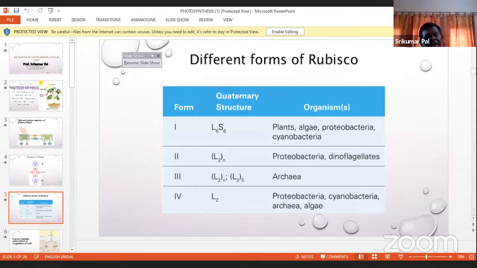This form 1 has 8 large subunits and 8 small subunits, and the organisms, the plants, algae, proteobacteria, and cyanobacteria contain this form 1. And this is the only form which harbors the small subunit. It is interesting to note that the small subunit is encoded in the nucleus, but the large subunit is encoded in the chloroplast. But for the assembly, these nuclear encoded proteins must be imported into the chloroplast for the function of Rubisco.